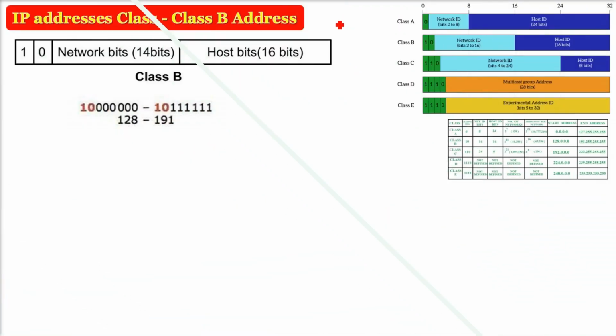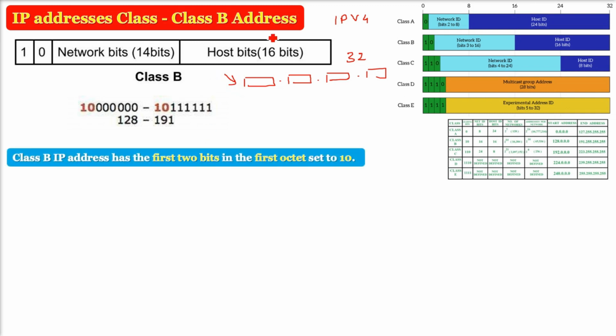In IPv4, the class B address. Actually, we have class A, B, C, D, E, five classes, and the addressing scheme is divided like that. This IPv4 is a 32-bit address, and when we write it as dotted decimal, it is the first 8 bits, then 8, then 8, then 8, separated by dots.